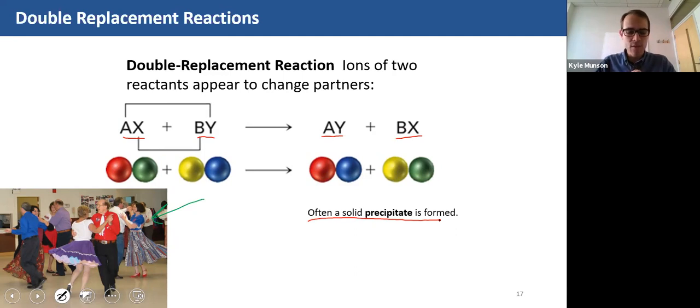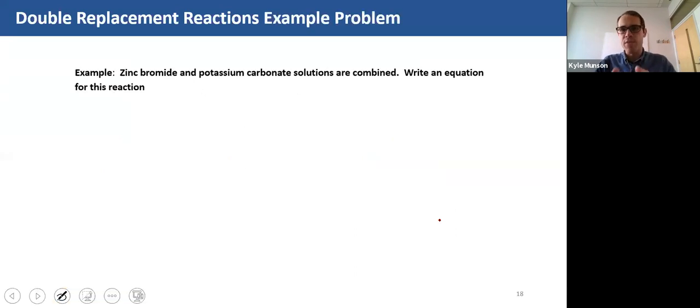Okay, so let's just do some examples here, and I think it becomes clearer with examples. So zinc bromide and potassium carbonate solutions are combined. Write an equation for this reaction. It doesn't tell us it's a double replacement reaction, but you see how we have 2 different compounds here? That should always be a hint to you that this is a double replacement reaction. We don't have an element by itself and a compound. That would be a single replacement reaction.